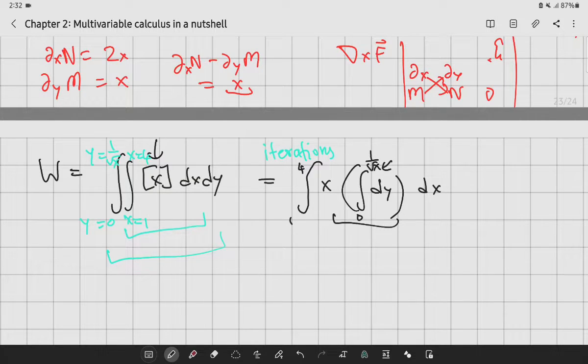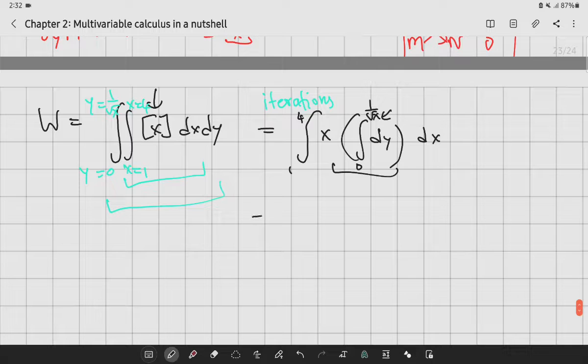But I can also do it the other way around. I can do x first, and then I can do y. It won't make a difference. I don't think it will make a difference. But let's not do that. In this case, let's do it this way.